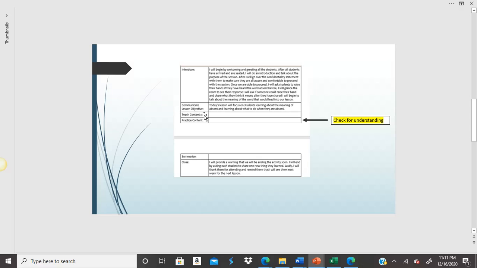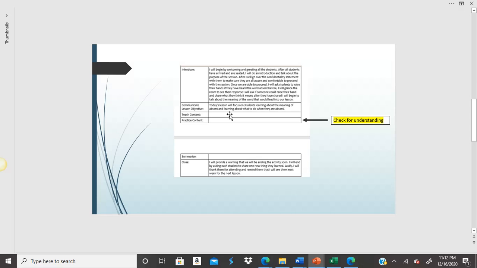Then for teach content, be very descriptive, indicate what you're going to teach, like whether you're going to provide a PowerPoint that's going to have certain questions, anything that you're going to do for that classroom lesson, make sure you include it there. I didn't fill out teach content here because it wasn't required for me to fill it out for this specific assignment, but usually you're always going to have to do it.